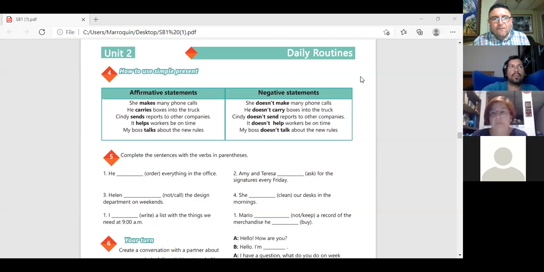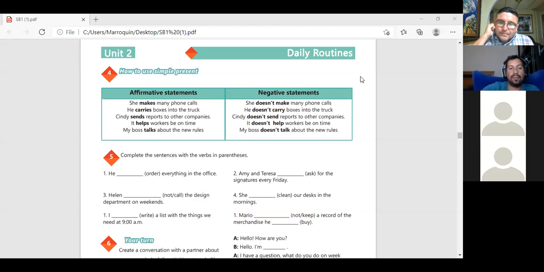Okay, here we go. Volunteer for number one. He orders everything in the office. Good. He orders everything in the office. Volunteer for number two. Amy. Go ahead. Helen doesn't call the design department. No, that's number three. But it's fine. Helen doesn't call the design department on weekends. Very good. What is number two?